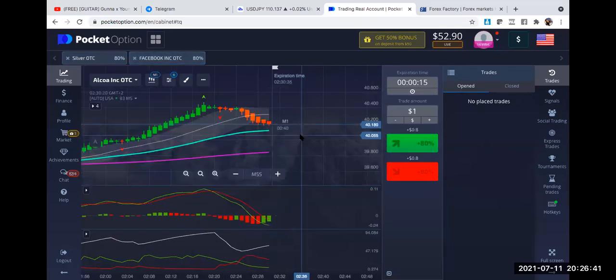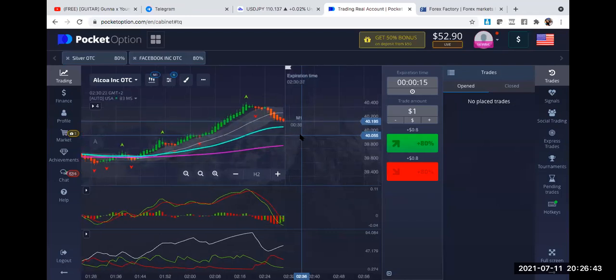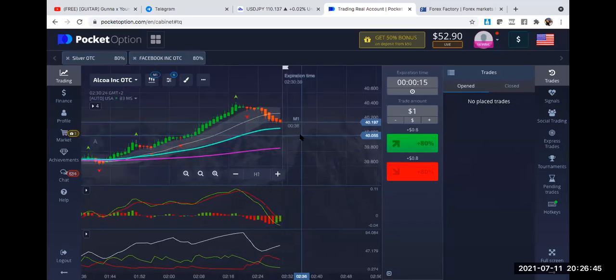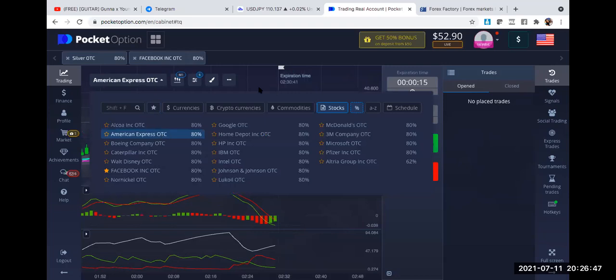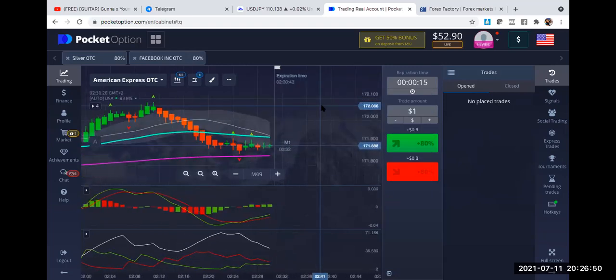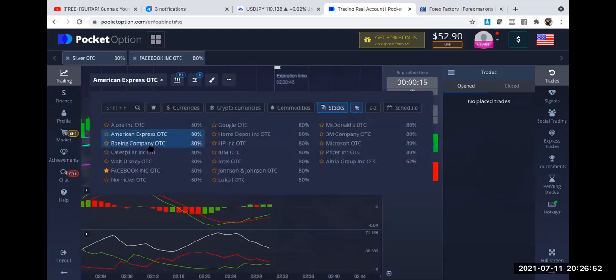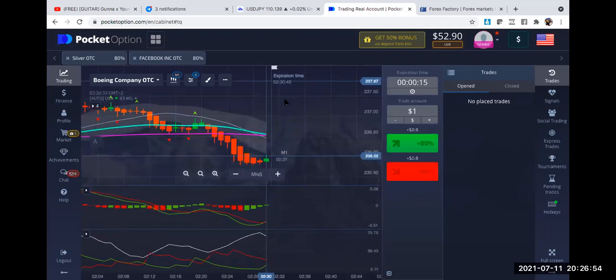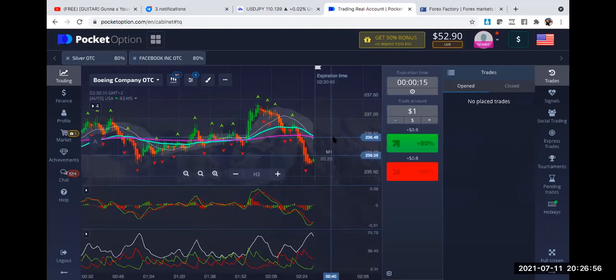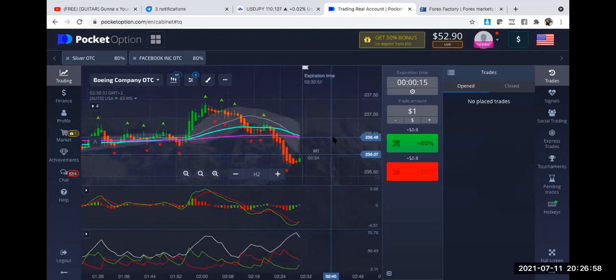Oh yeah, and the 15 seconds is only for the stocks. I know some people were trying to figure out why it wasn't showing up on the other currency pairs. It will only show up for the stocks. And you want to be able to just swift through this joint.